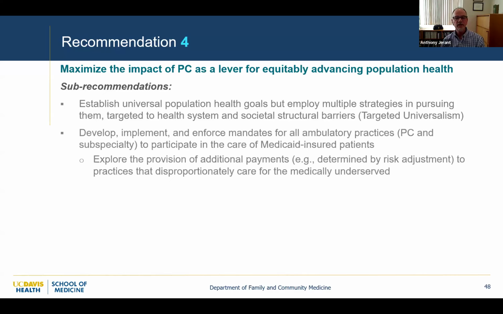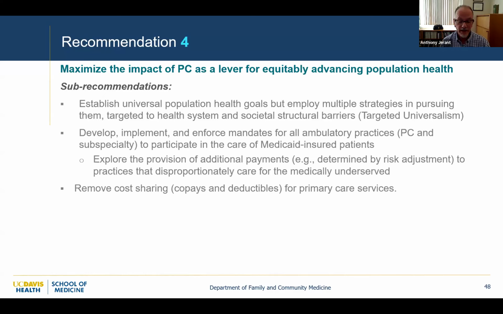Yeah, I think the other thing is, have an approach where it can't just be a few practices. I mean, increasingly we're developing an almost purely two-tiered system now, where the FQHCs are taking care of the truly underserved, and other practices do very little. So the idea here would be that everybody would have to have some skin in the game, and that you would additionally pay those that disproportionately care for medically underserved.